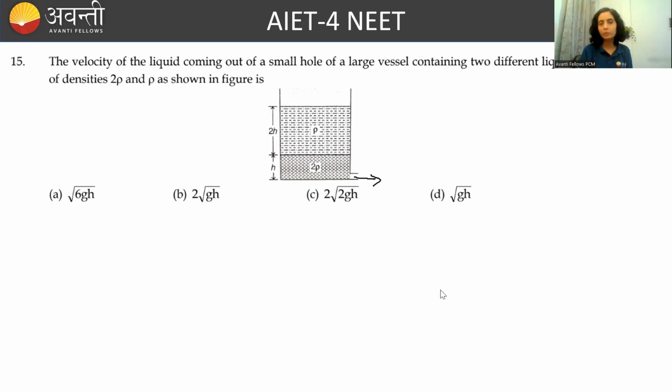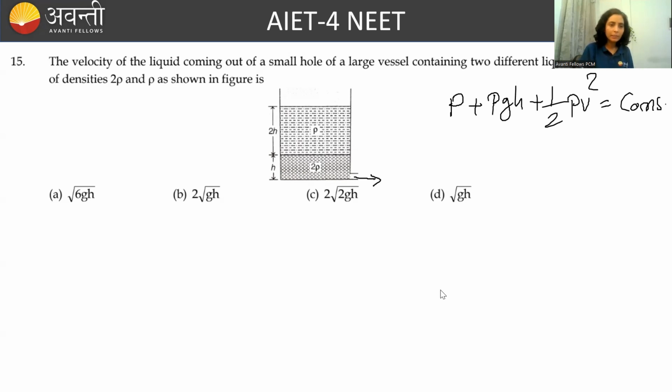We can solve it by using Bernoulli's theorem. Bernoulli's theorem is written as pressure head plus gravitational head plus kinetic head, and this is constant for any points we take. Now to solve this question, we need to take 2 points, then only we will reach a certain answer. We need to calculate velocity here, so 1 point is this. Another point we should choose very carefully. We should take that point where most of these variables are known.